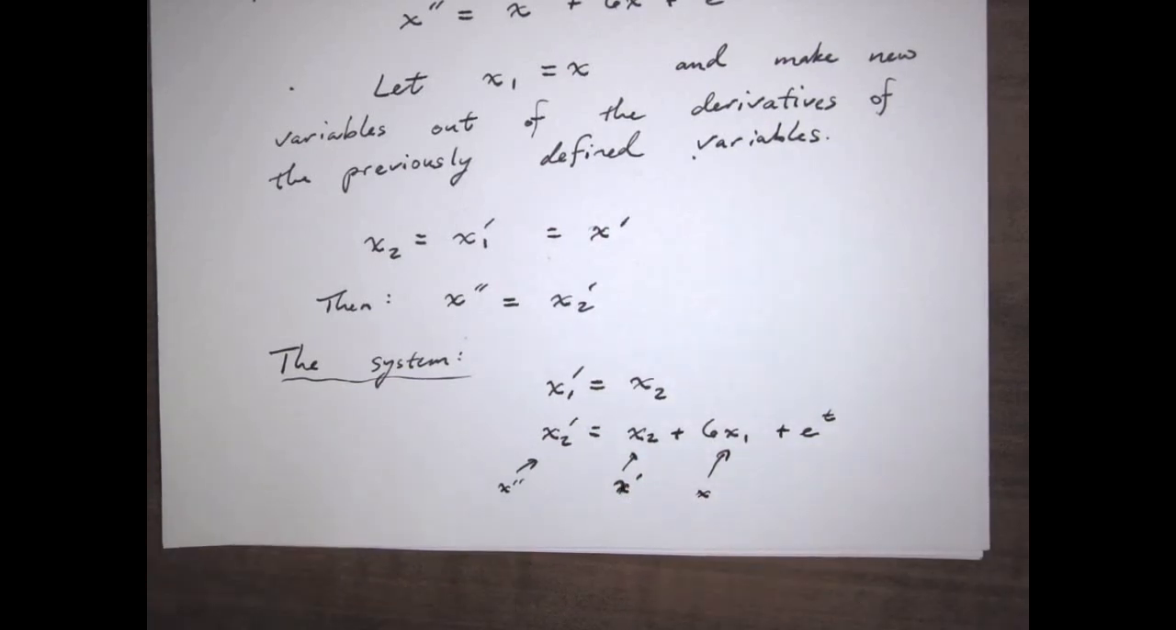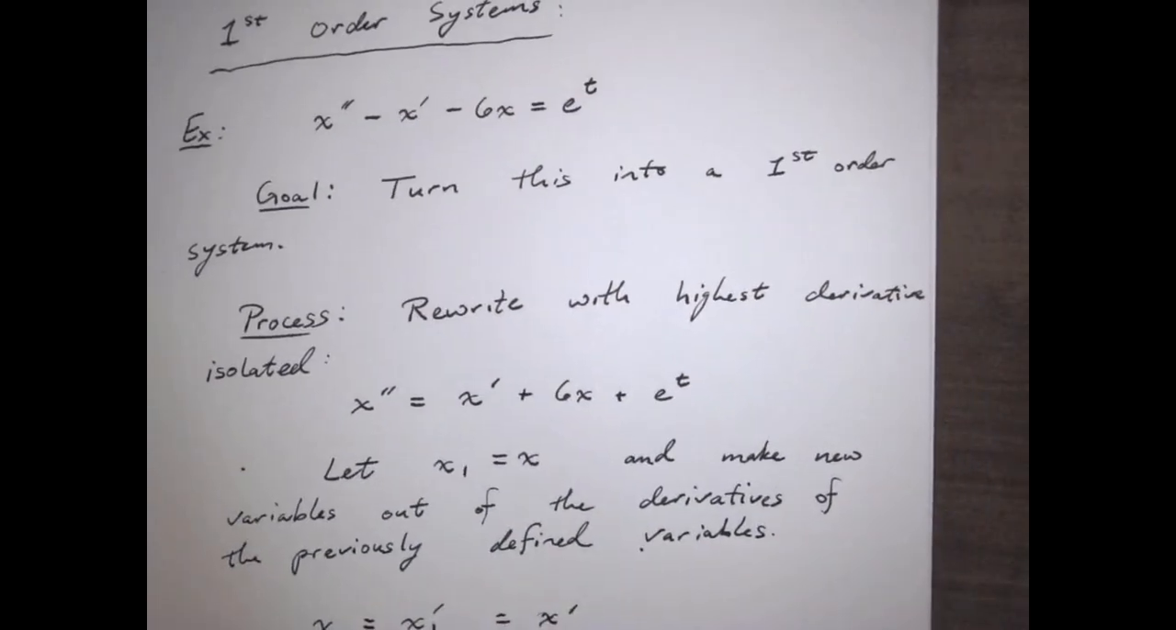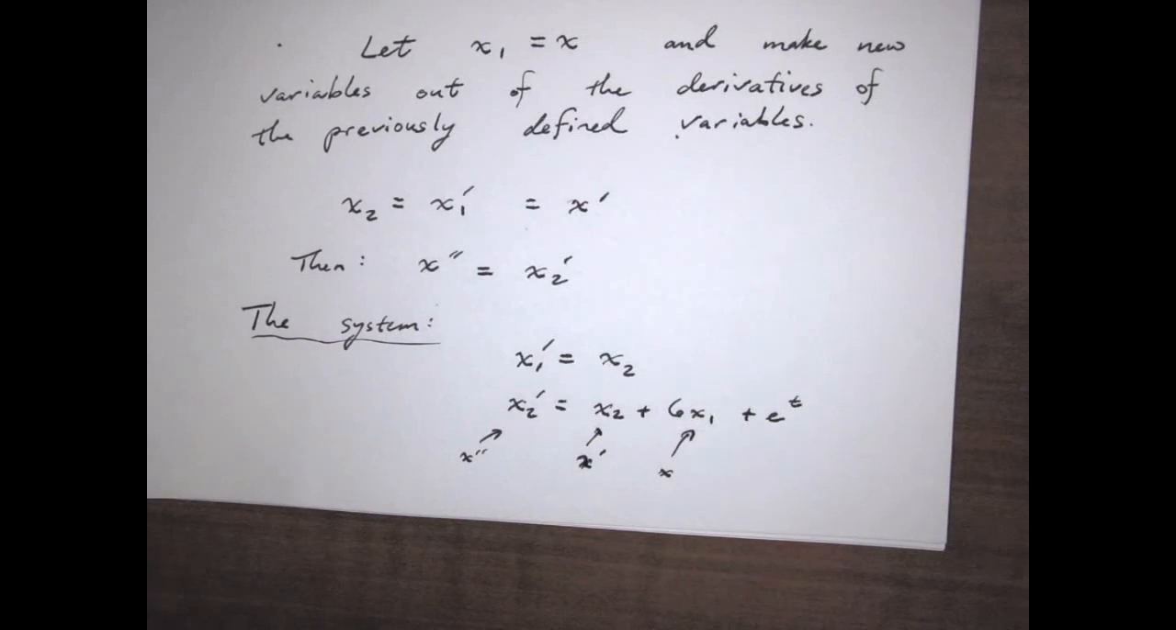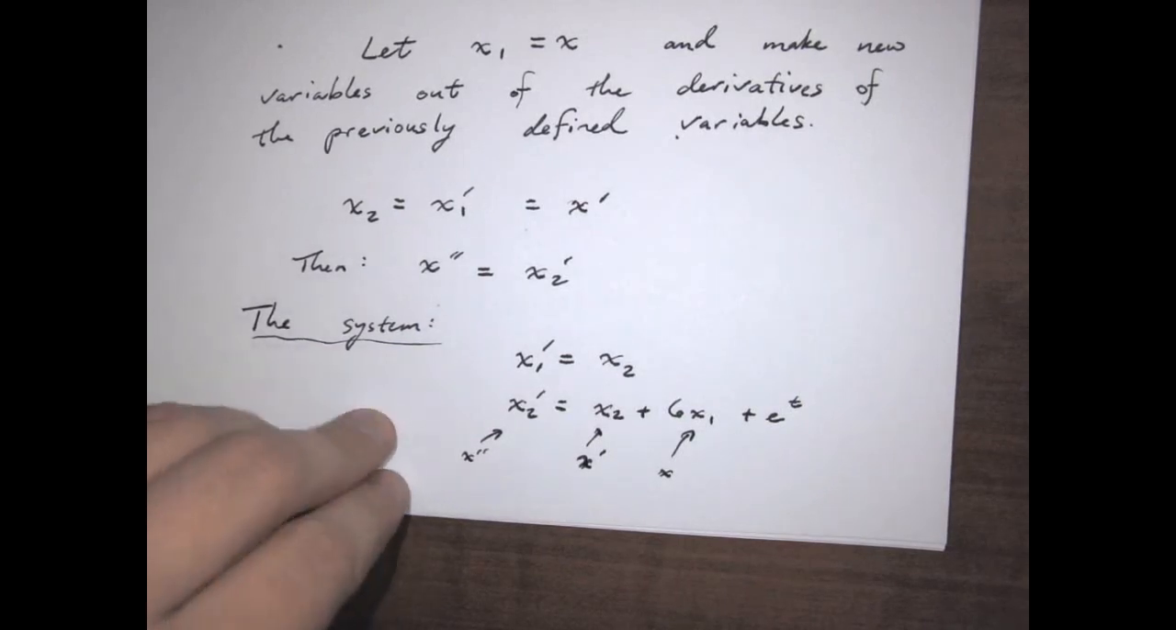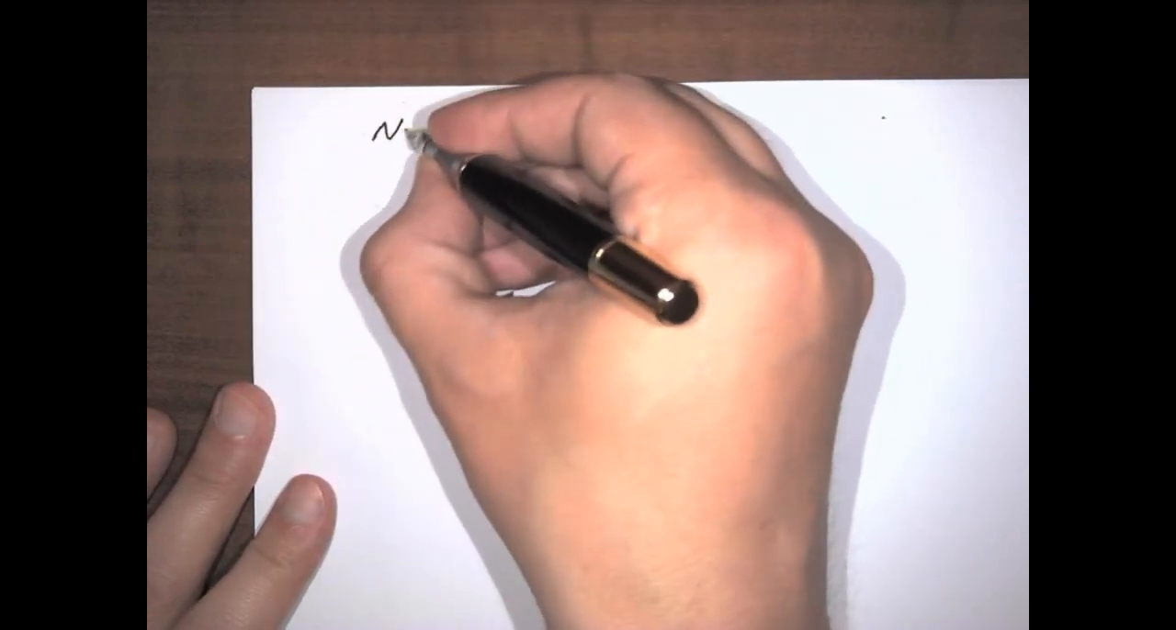And now what we have is a first order system that involves nothing more than the first derivative of each of two variables instead of what previously was one single second order equation. And in general, it's going to go like this. The order of the differential equation will correspond with the number of variables in our new system.